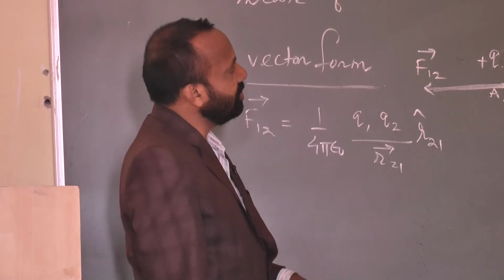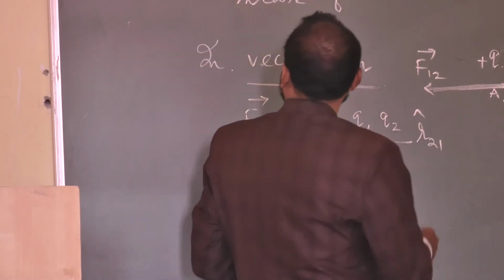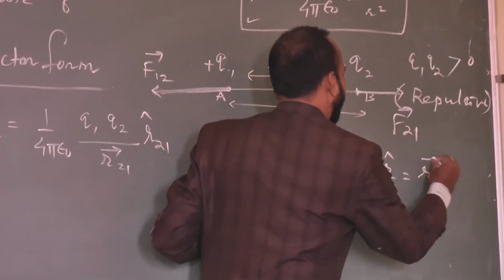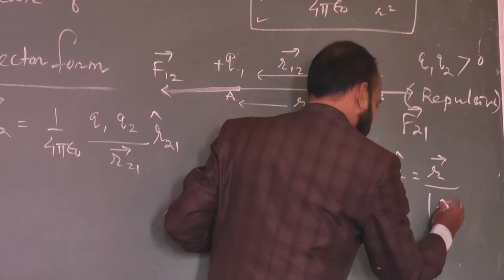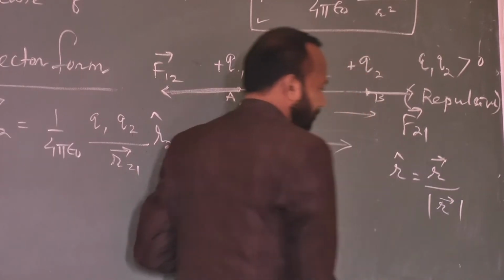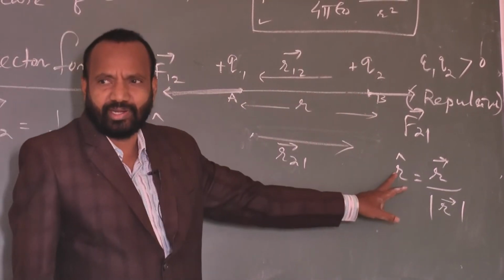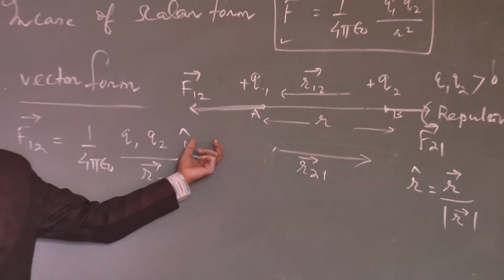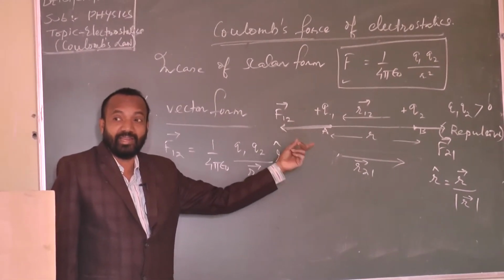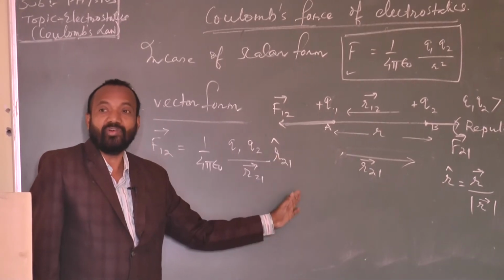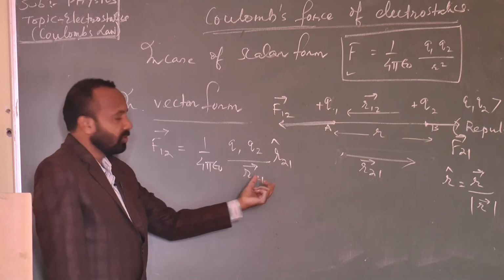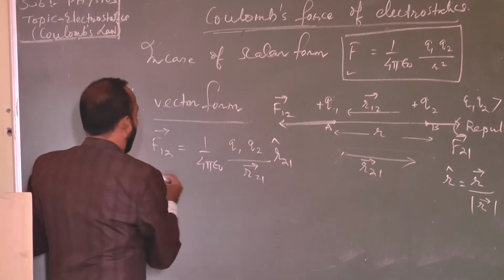So what is the expression of unit vector? Here I can write unit vector direction is R cap is equals to R vector upon magnitude of R vector. This is the expression of the unit vector. So here what happened? R21 vector, R21 cap. So what I will write? R21 vector divided by magnitude of R21 vector. So here what vector is there? R21 vector is there. So I want to express this, I want to split this.